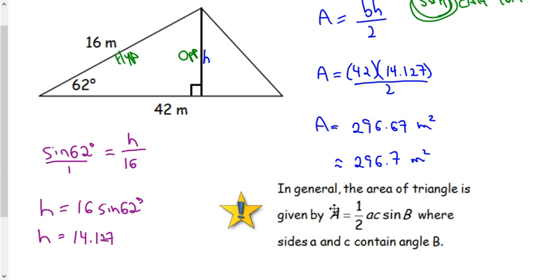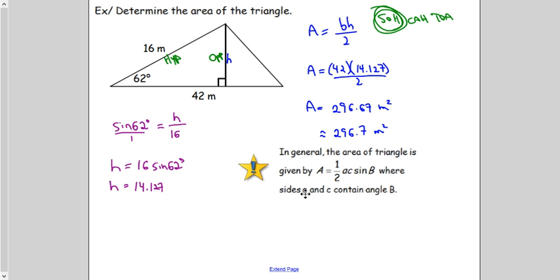Let's try that out. Okay, let's actually try that formula. I'm going to change my view here. Zoom out just a little bit so we can see more of the page. So we're going to use this formula. So area is going to be equal to 1/2 times 16, that's one of the sides, times 42, that's the other side, times the sine of the angle that's in between those two sides. And when I calculate this, it's going to work out to the same thing, 296.7 meters squared.